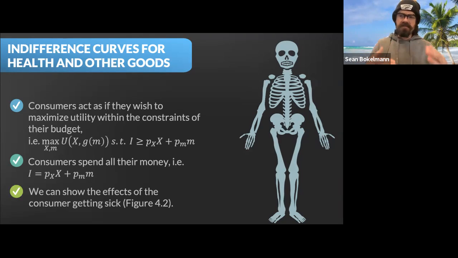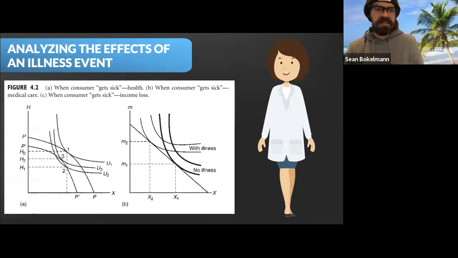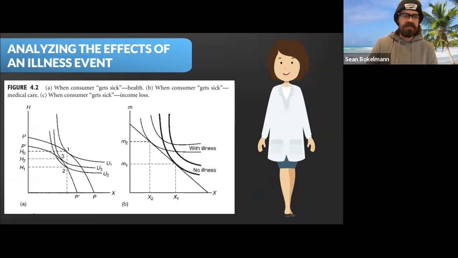And so once we have this set up with the indifference curves, we can begin to think about what happens in the event of an illness, right? What happens when a consumer gets sick? All right, so to see this, we're going to look at figure 4.2. And I want you guys to first focus on the left side, right? Figure A.